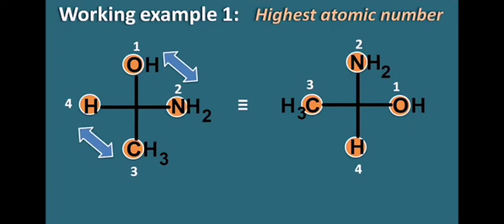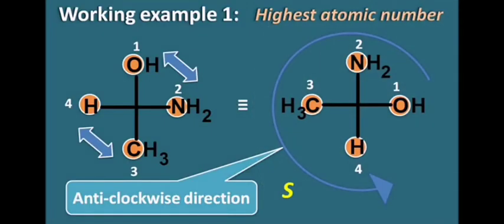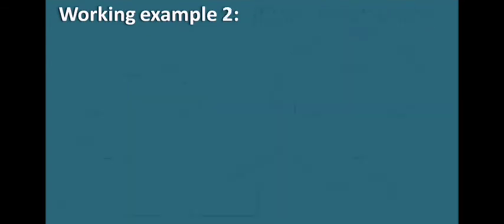We have to travel through the priority groups from 1 to 2 to 3. So when we travel like this, if the traveling direction is clockwise, it will be R configuration. If it is anti-clockwise, it is S configuration. So in this structure, when we travel from 1 to 2 to 3, the lowest priority group should be on the vertical line. If it is not on the vertical line, we can make a parallel transition such that we can bring the lowest priority group to the vertical line. Let us go with another example.